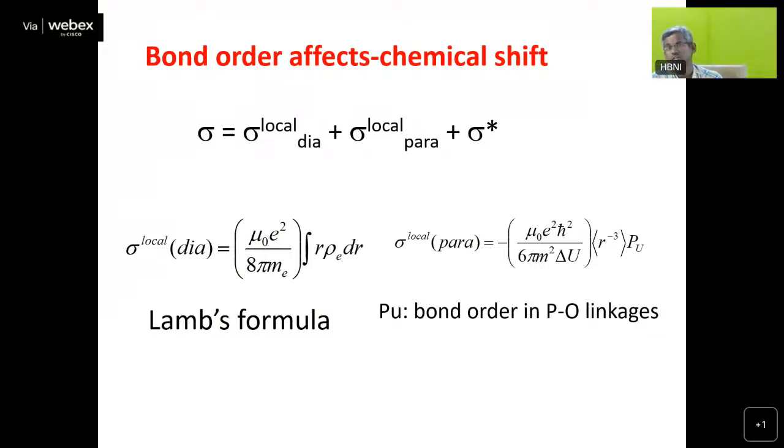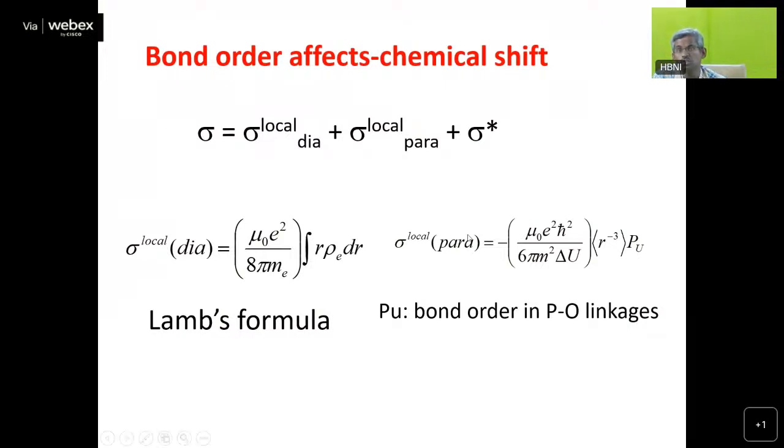There is a delocalization of the electrons. There is a single bond character as well as a double bond character in the phosphorus-oxygen linkages. And in such cases, sigma star and sigma local diamagnetic won't change, because they are constant: the near neighbors are always oxygen, and the PO4 tetrahedra angle remains more or less the same. So sigma star is also the same.